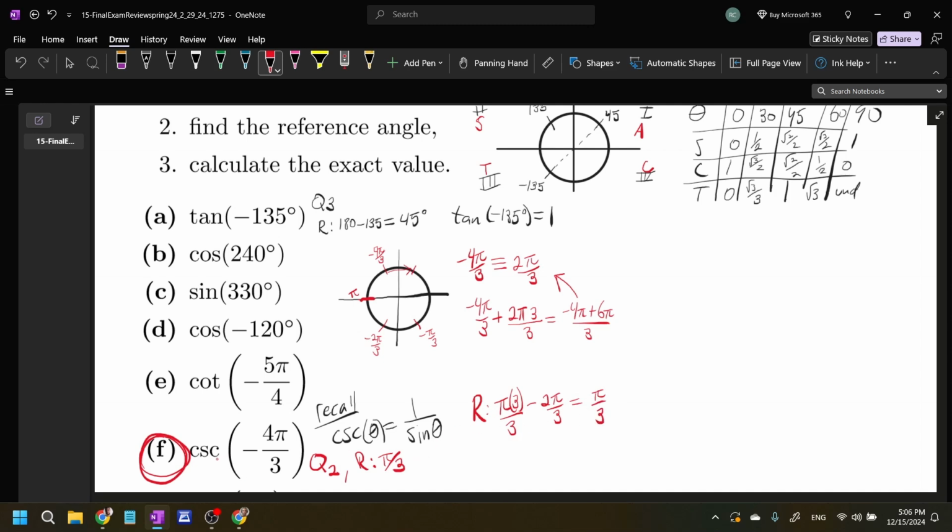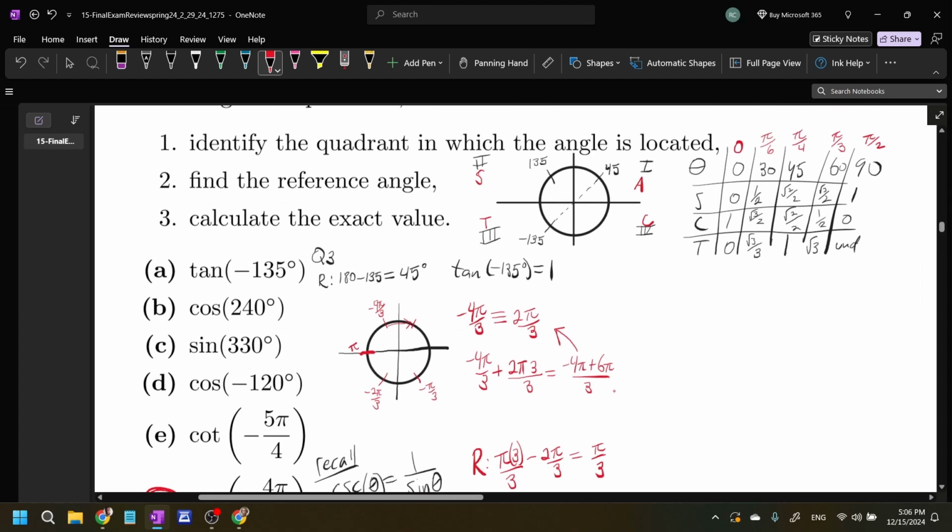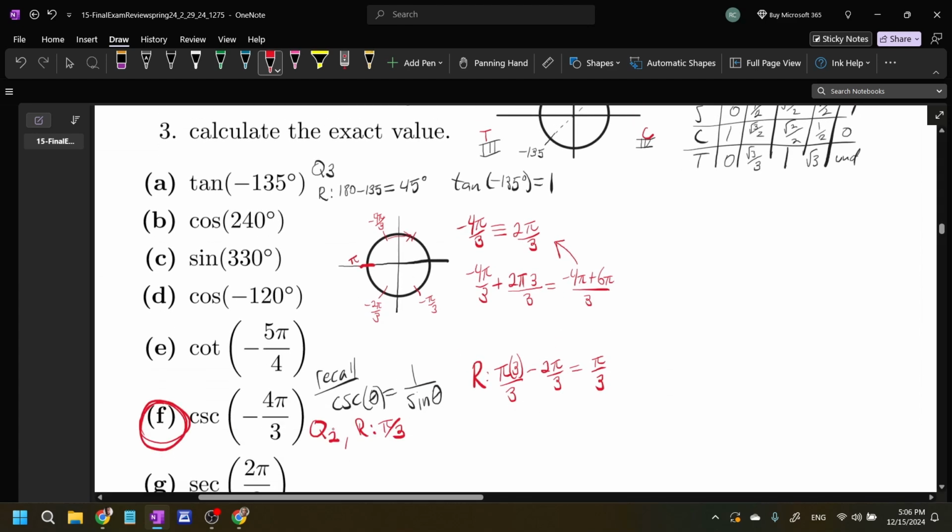And now we need to find the cosecant of pi over 3. Remember, cosecant is 1 over sine. So when they ask us for the cosecant of pi over 3, what they're really asking us is the 1 over the sine of pi over 3.